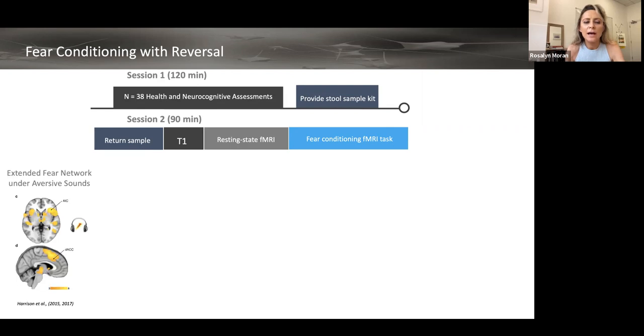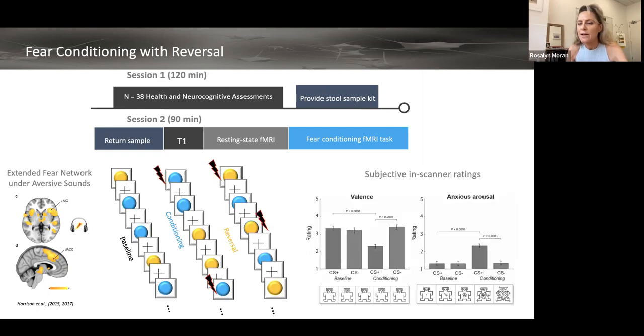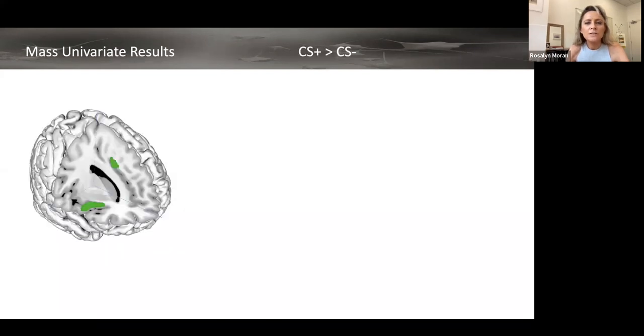And so the task doesn't use shocks, but uses aversive auditory cues. There's a baseline condition where participants view two different stimuli, a conditioning condition and a reversal condition. And these are just some points to prove that the conditioning task was effective in altering valence and anxiety arousal. And so just looking at the CS plus versus the CS minus, what we can see is a small network.